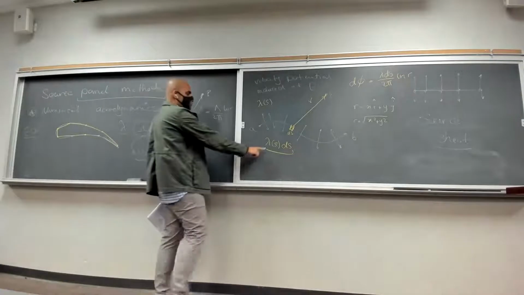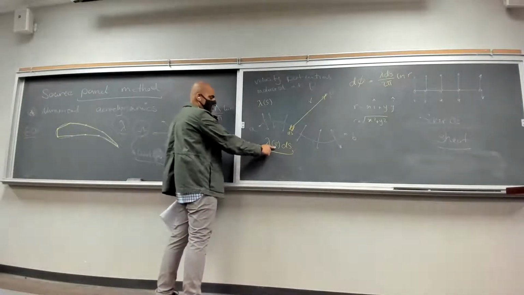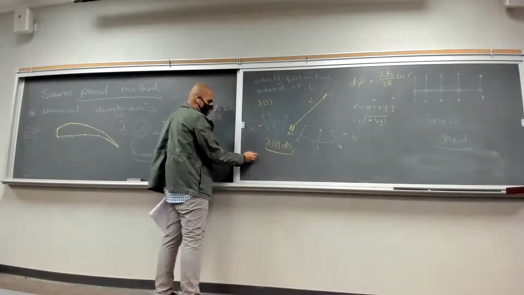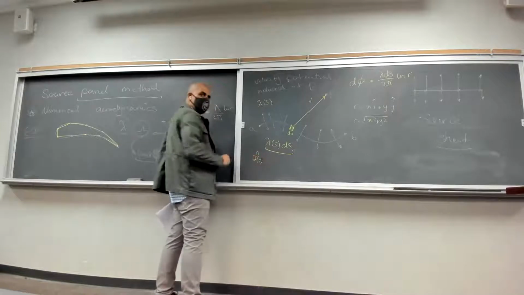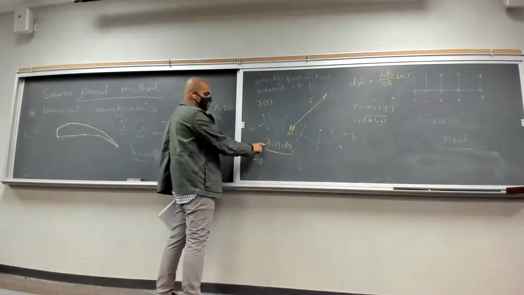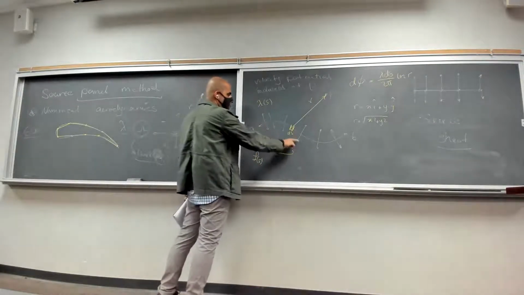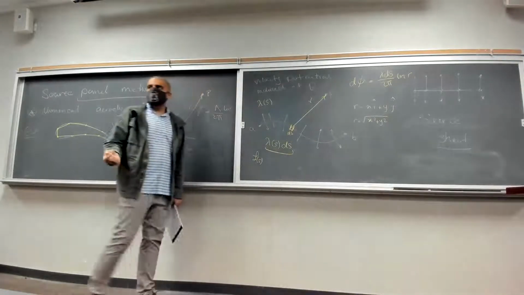This is not lambda times s. This is lambda, which is a function of s, like f of s, which essentially means that lambda is changing as you move on this line. May change, right?